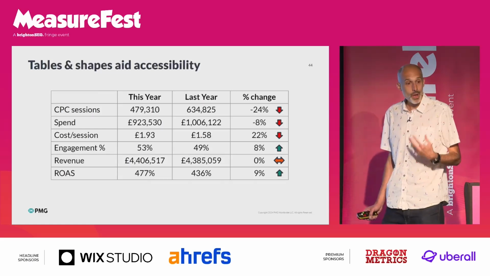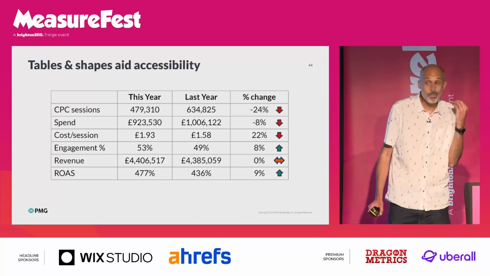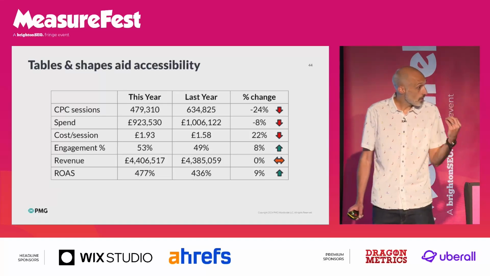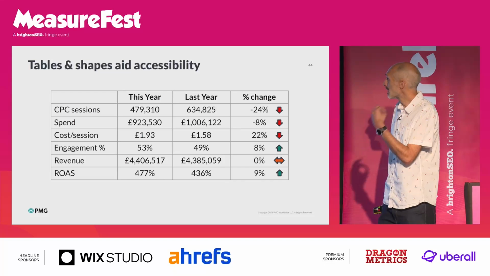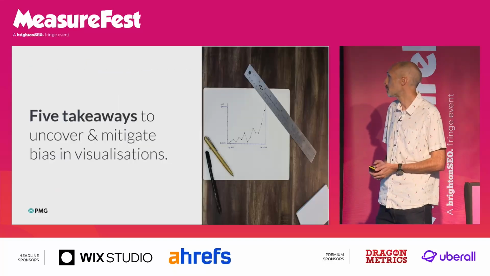Using arrows is a great way of understanding quickly whether something's increasing, decreasing, or stable. If we combine that with color as well, it creates that further cognitive shortcut, enabling us to understand the data quickly and aid accessibility as a result as well.